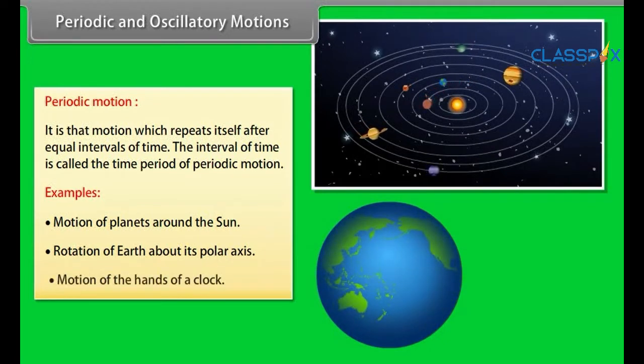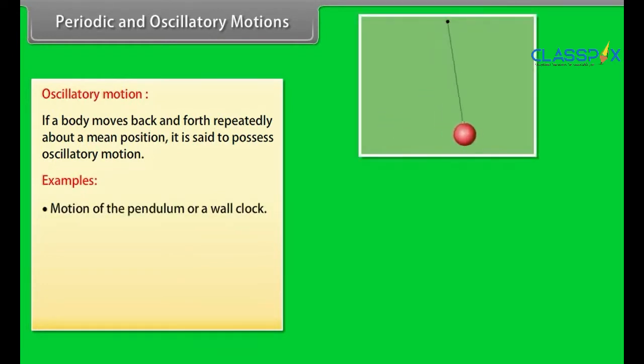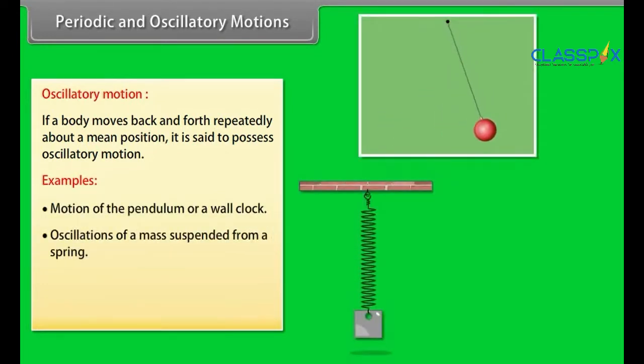Oscillatory motion. If a body moves back and forth repeatedly about a mean position, it is said to possess oscillatory motion. Some examples are motion of the pendulum of a wall clock, oscillation of a mass suspended from a spring, motion of swinging.